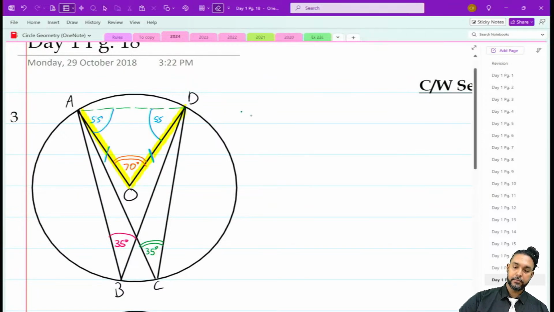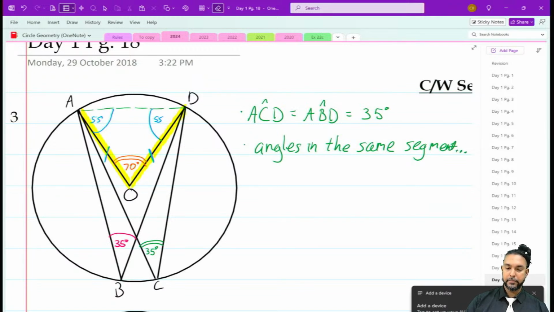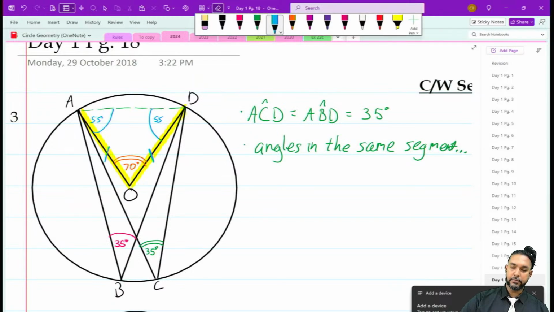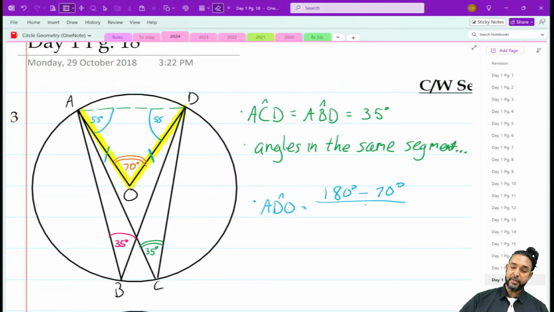First things first. ACD is equal to ABD. Angles in the same segment. Not surprisingly smart. Right, and now ADO is equal to 180 minus 70 divided by 2.